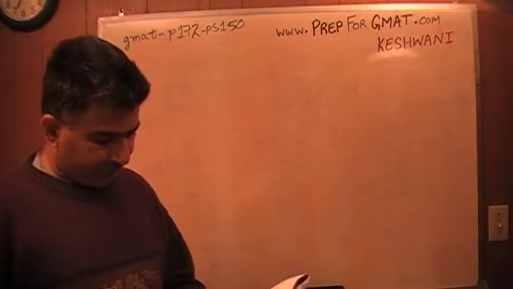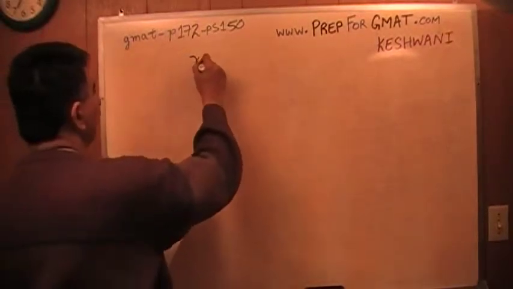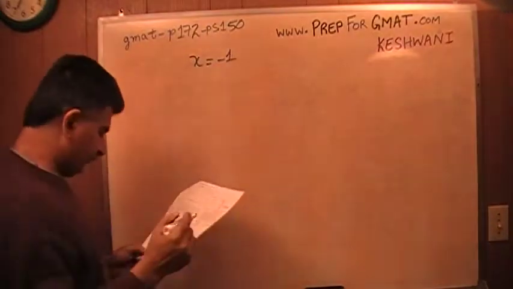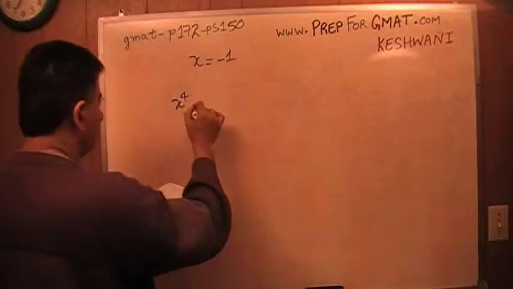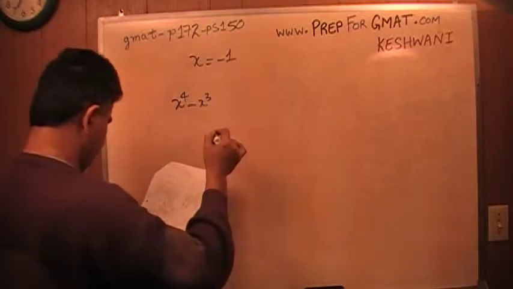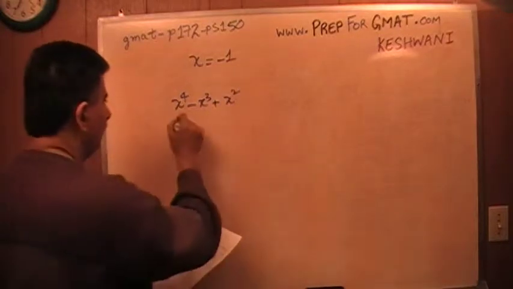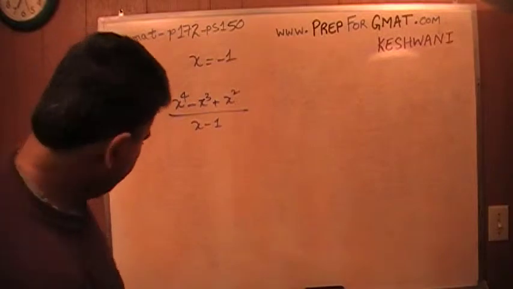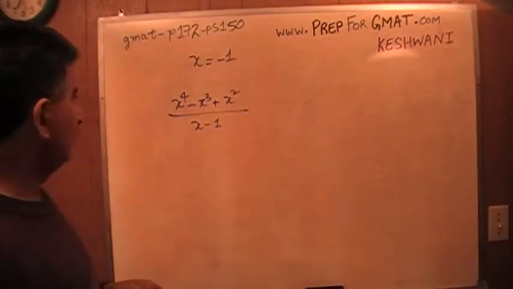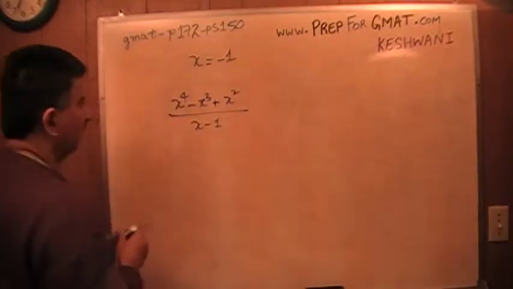Number 150, it says if x equals -1, the question simply is, what is the value of x to the 4th minus x cubed plus x squared over x minus 1? Well, let's take a look at it. Very simple, very straightforward question. All you have to do is substitute -1 for x and just solve for it. So let's do it out.